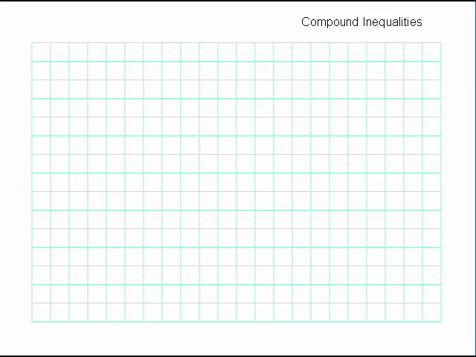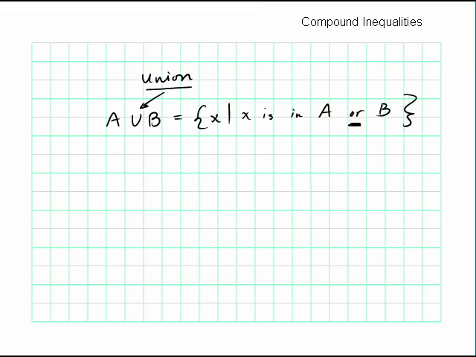The other type is the union. The capital U symbol here represents union. Set A union set B means all x's, or all numbers, such that x is in set A or it's in set B. The key word here is or. When you see an or, that means union. Or means union.